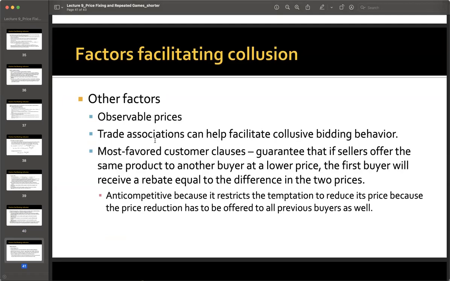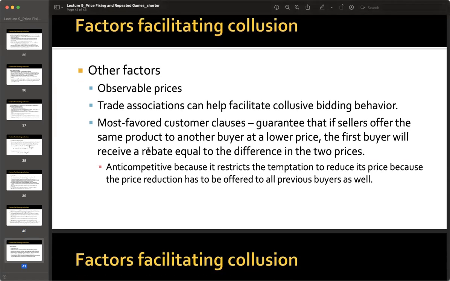Other factors facilitating collusion, so observable prices. Trade associations can help facilitate collusive behavior. Most favored customer clauses guarantee that if sellers offer the same product to another buyer at a lower price, the first buyer will receive a rebate equal to the difference in the two prices. It's anti-competitive because it restricts the temptation to reduce its price, because the price reduction has to be offered to all the previous buyers as well. So most favored customer clauses will tend to be anti-competitive because they restrict this price reduction incentive, or this incentive to essentially compete.